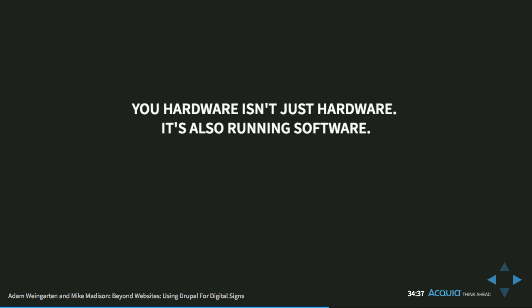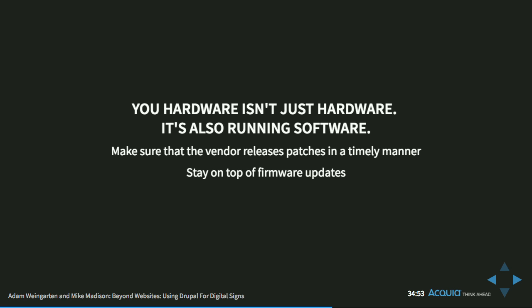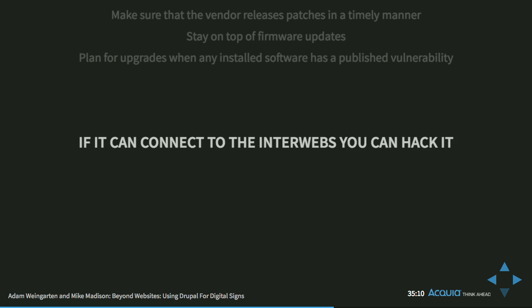Hardware needs patches. Make sure that if you are buying hardware, your vendor actually releases patches on a regular basis. If they don't, that may be a red flag that you're buying hardware that may not be supported, or that you may not have confidence in its long-term security. Make sure you stay on top of those updates and have a plan to deploy them quickly when they come out. The minute those suckers come out, you're vulnerable. And if you have a high profile sign, people are going to want to go for it. So, you have some breathing room, but be careful.